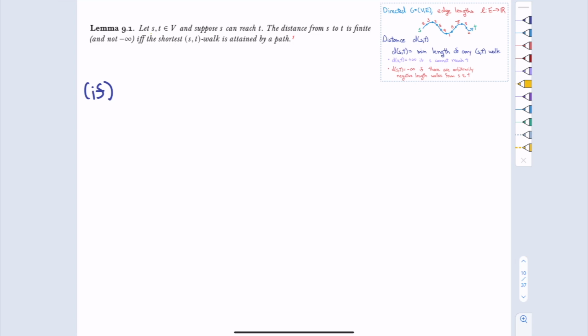Let's say that I have two vertices S and T, and S can reach T one way or another. Okay, so in particular, the distance is not positive infinity. And the only question is, when is the distance negative infinity and when is it finite? So by definition, if it's finite, then there is a walk attaining the length. Okay. So the claim is that the distance from S to T is finite if and only if that shortest walk attaining the finite distance is attained by a path.